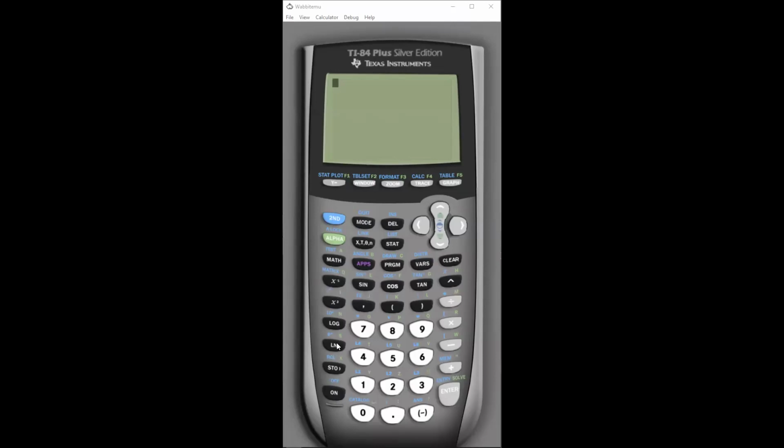And this will be ln of 1.7 minus 0.7 plus 0.7 squared over 2 minus 0.7 cubed over 3. And the answer is negative 0.039, or the absolute value is positive 0.039.